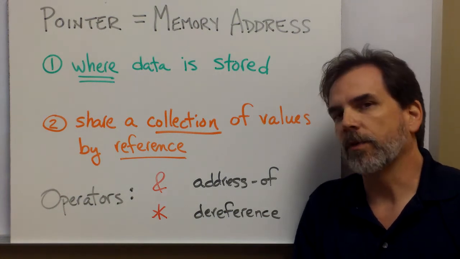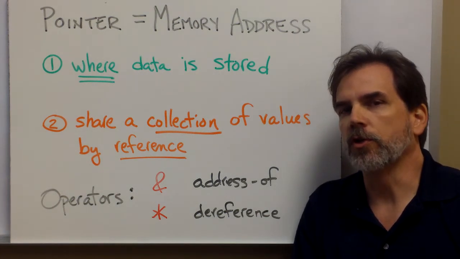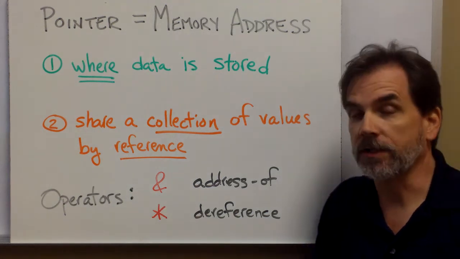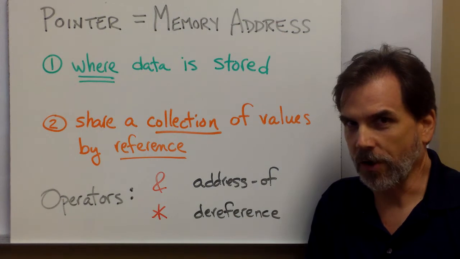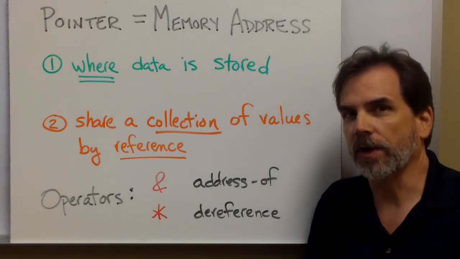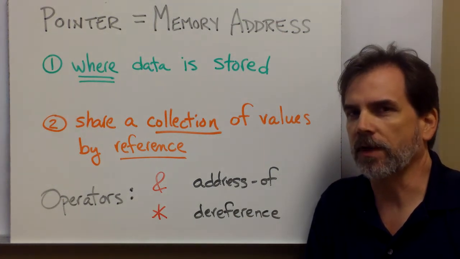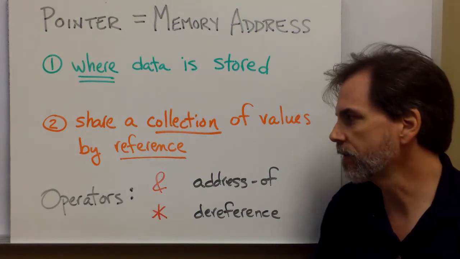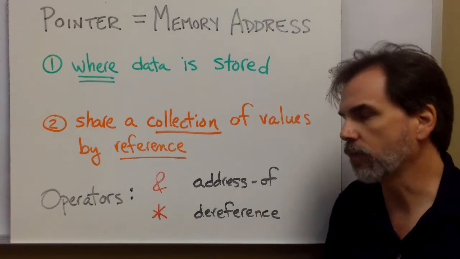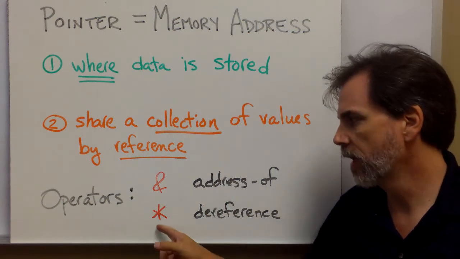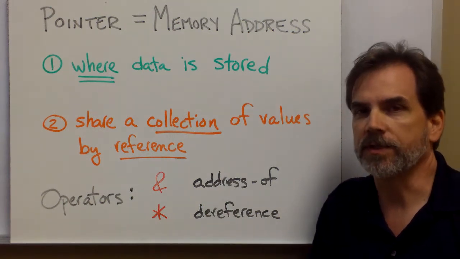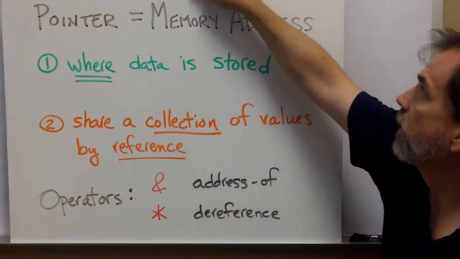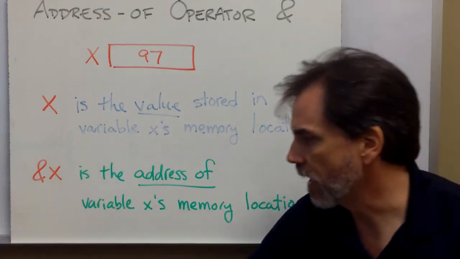Fundamentally, C provides us two new operators to deal with pointers. Unfortunately, these operators use symbols that we're already using for other operators, but these are unary operators, so they won't be confused with the binary and multiply operations. The ampersand is what we use to take the address of something, and the star is what we use to dereference a pointer, and I'll explain those as we go. So just remember, a pointer is a memory address.